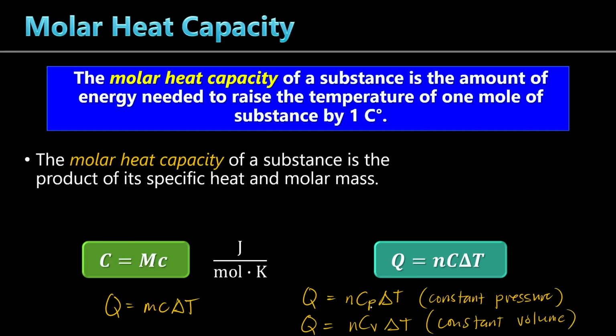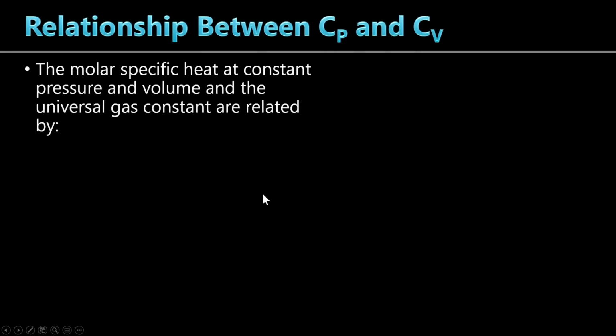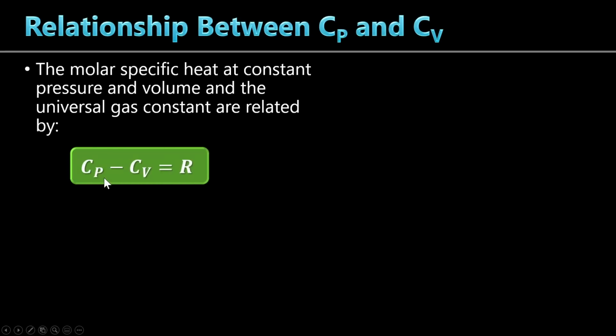So, ano na ngayon ang tawag dito sa CP at saka CV? These are the molar specific heats at constant pressure and at constant volume respectively. Okay? And as a matter of fact, they are related. No? Anong relationship ng CP at saka ng CV? So, they are related by this equation. They are actually related to the universal gas constant. Pag pinag-minus mo yung CP at saka CV, equal yan sa universal gas constant.